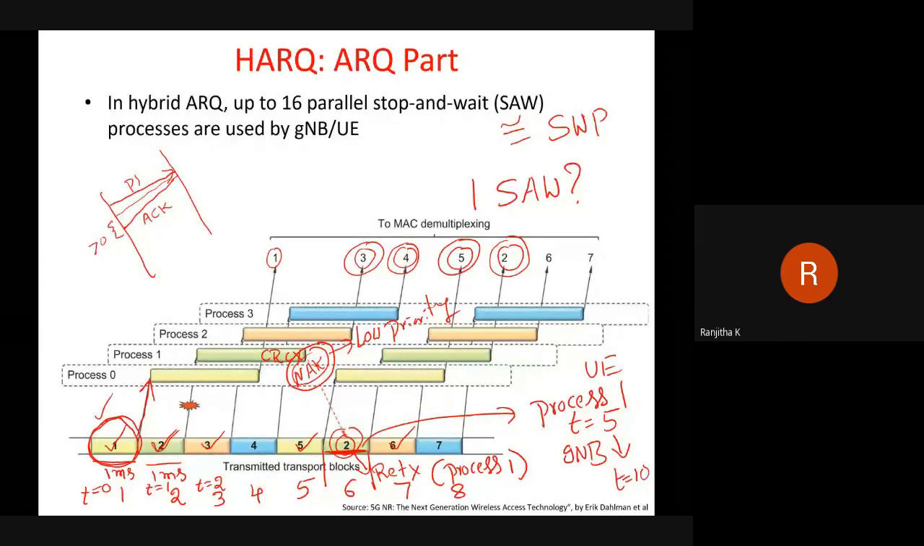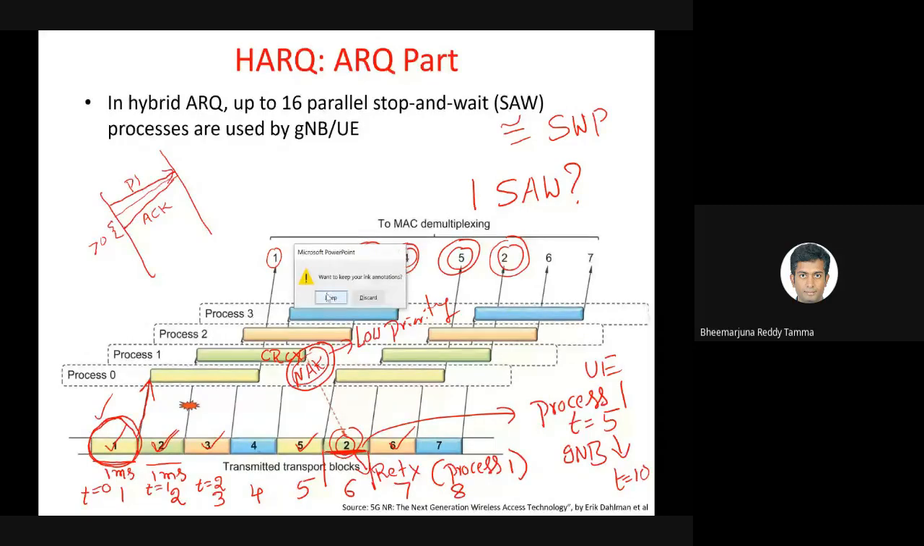Okay, so these processes would be one by one taking the packet from the RLC buffer, sir? No, not from the RLC buffer. They take the MAC packet, which is composed of data from multiple RLC buffers. So transport block is nothing but your MAC packet. Okay, so after the transport block is constructed, these processes come into picture.